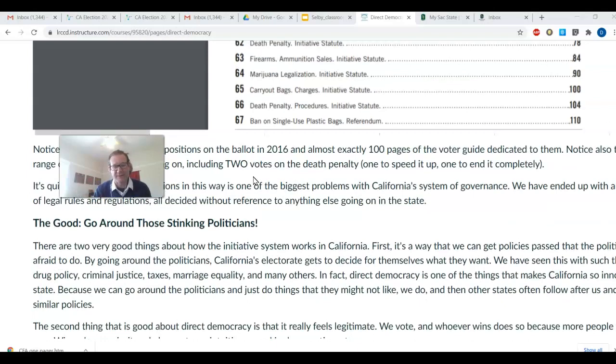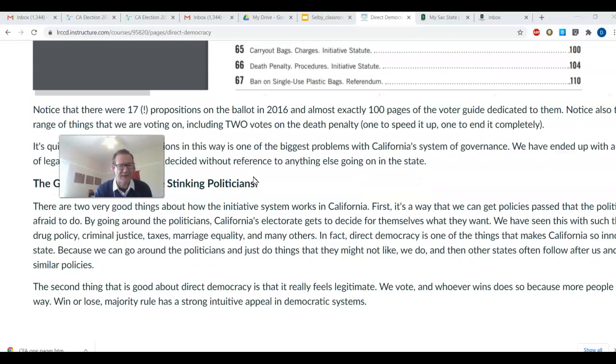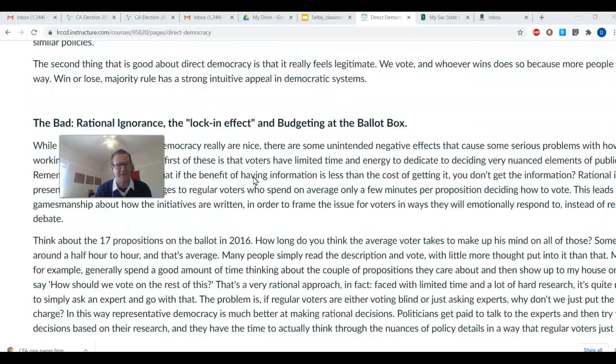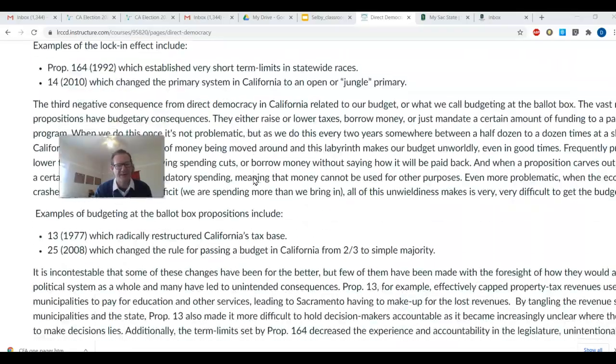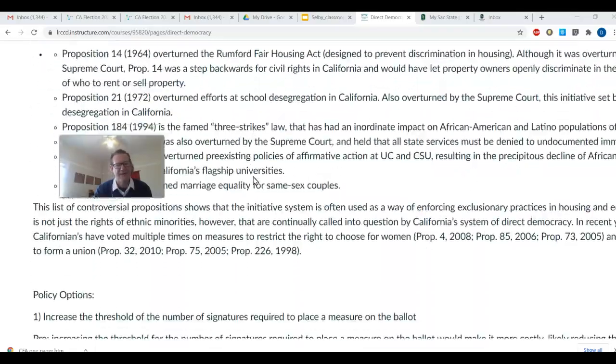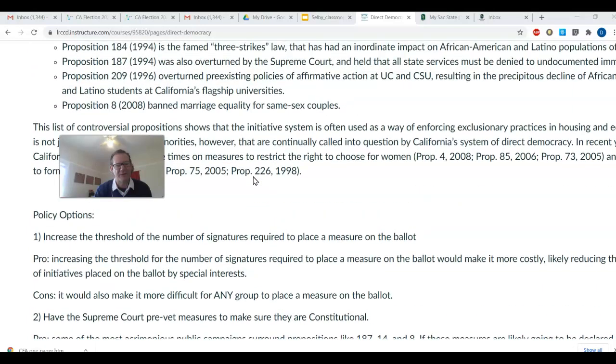There are some good things about direct democracy. Go around the stinking politicians. So I want to be clear about that. Don't worry about the rest of this. And for those of you who are interested, you can look over this page. Here are some commonly suggested changes to how direct democracy works. Okay, so you can look through them.